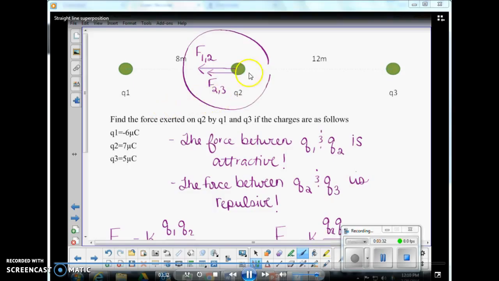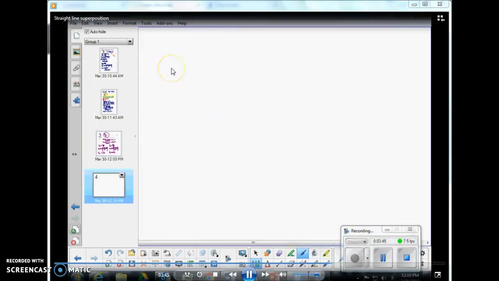Once again, you can see that we've highlighted that here. This charge is pushing Q2 in this direction. Charge number 1 is attracting Q2, so it's pulling that charged particle toward Q1.